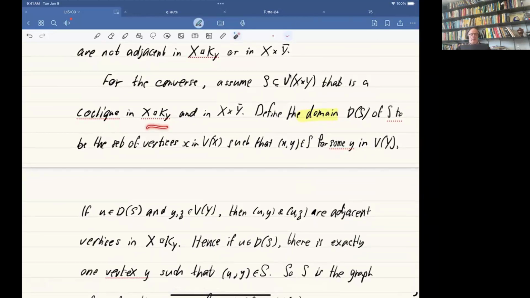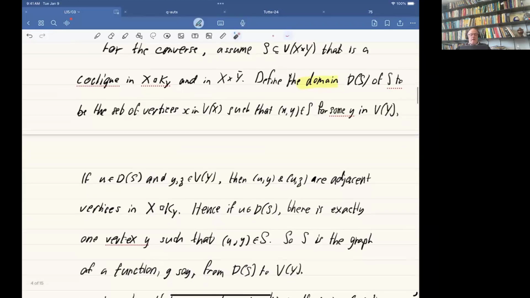there's a coclique S in both graphs: the Cartesian product of X with a complete graph, and the direct product of X with the complement of Y. And so now we define the domain D of S. This domain, we're building up a function. It means what it usually means: we define a set of vertices in X such that (x, y) is in S for some y in V(Y). So the things that get mapped to something are the things that get mapped to something in V(Y). That's our definition of domain.